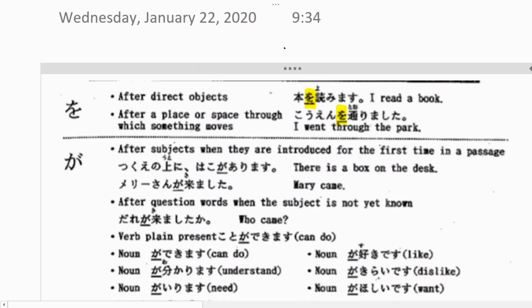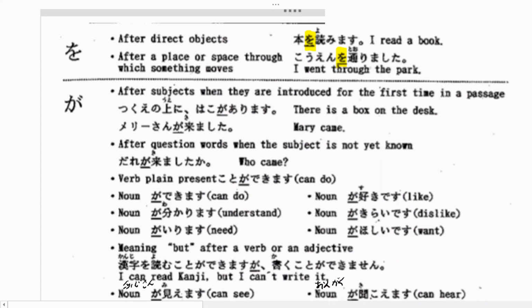A more normal use is when it's used like wa. Mary-san ga kimashita, so Mary came, and she's just been introduced. And then it might go on to say something else about Mary, saying, Mary wa totemo hen desu. She's very strange.